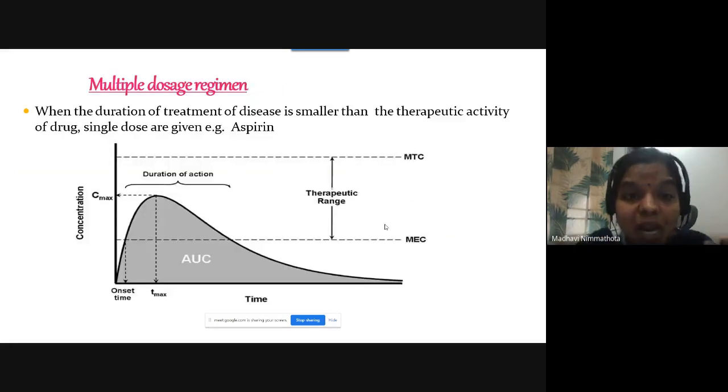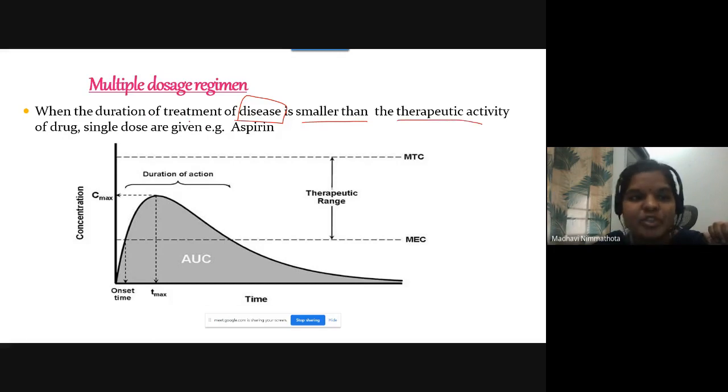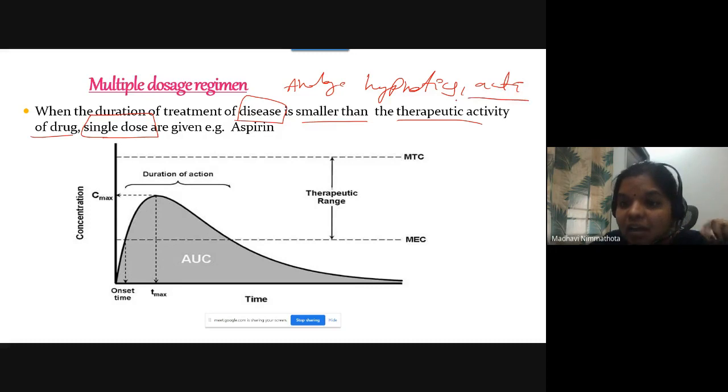Then, what are multiple dosage regimens? See, when the duration of treatment of disease is smaller than the therapeutic activity, single doses are given. Which type of drugs have we seen? Analgesics, hypnotics and antiemetics. In those cases, we need to give single doses of a drug to produce an efficient pharmacological action.